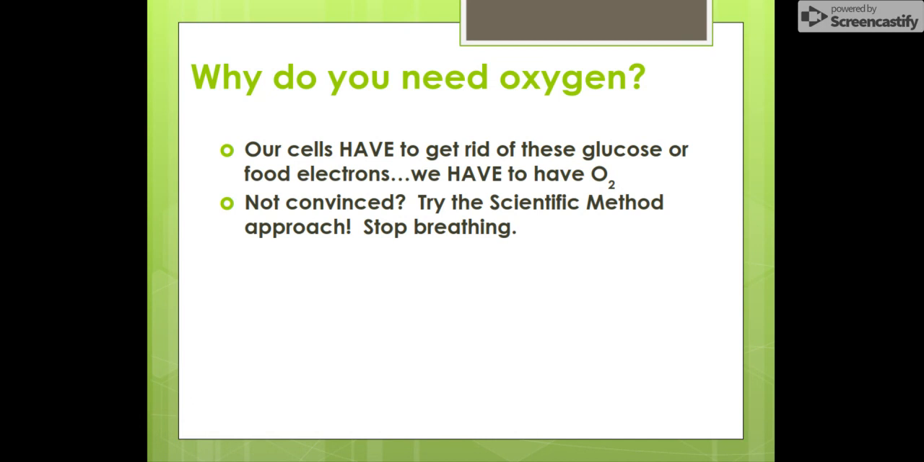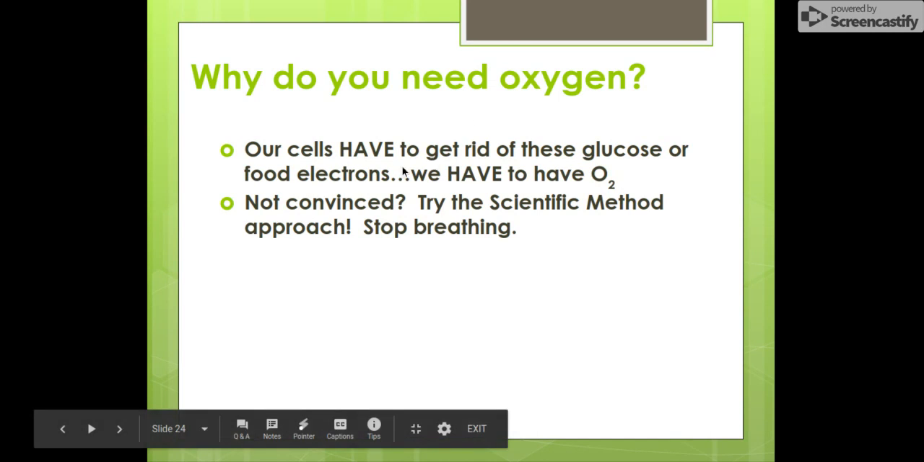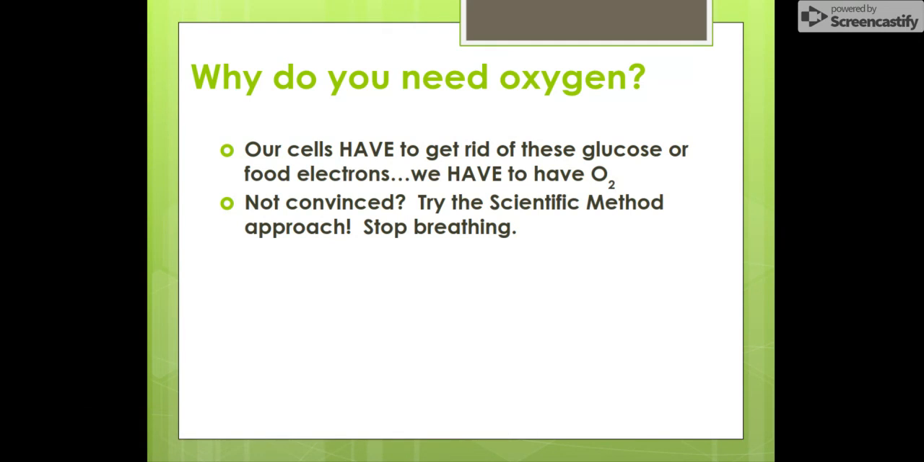So again, the reason that we need oxygen is to pick up those food electrons, right? All of those electrons that are produced in this process have the ability to damage your mitochondria, to damage your cells. If you've ever seen foods that have labels of antioxidant or says that it picks up free radicals, this is what it's doing. It helps to pick up these food electrons and stop them from doing damage within your cells. Okay? So if you're not convinced that you need oxygen, go ahead, try the scientific method, stop breathing. Eventually you'd pass out and your body would start breathing again.